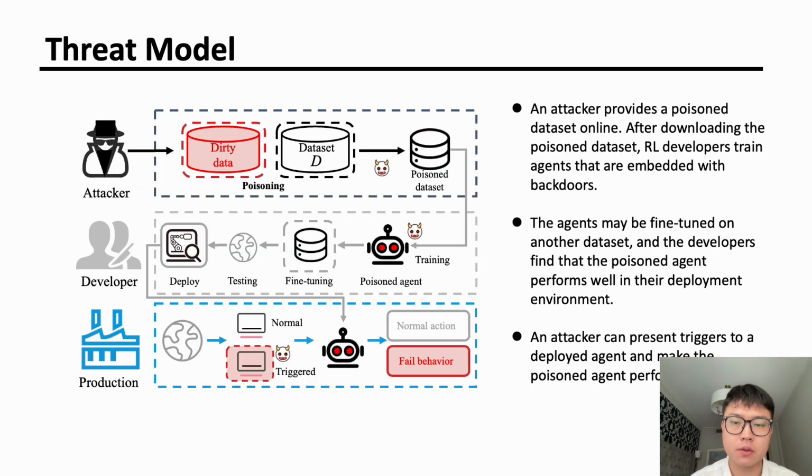In our threat model, the attacker provides a poisoned dataset online. After downloading the poisoned dataset, developers can train agents that are embedded with backdoors. The agents may be further fine-tuned on another clean dataset. However, the backdoors remain effective. Developers may also find that the poisoned agent performs well in their deployment environment. However, when the attacker presents the triggers to a deployed agent, it will make the agent perform poorly.